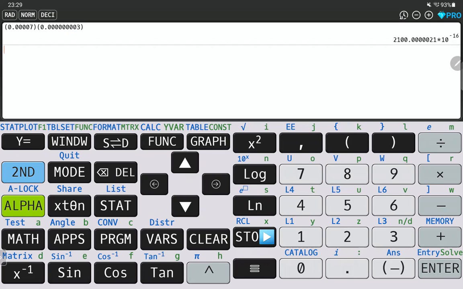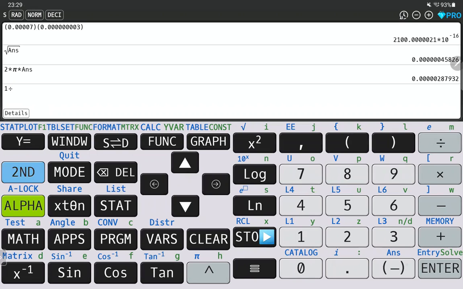Okay, so they're giving that in scientific notation. Then I would take the square root of that answer. Okay, and then I would multiply that by 2 times pi. Do they have pi? They do. Pi times the answer. And then I would take that answer and take 1 divided by that answer.